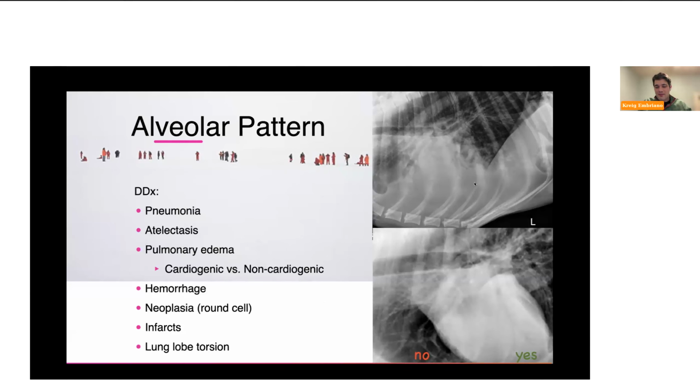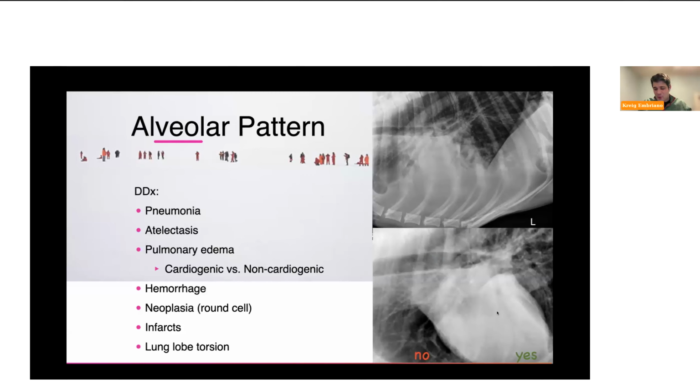And so up here we have a dog with a pretty severe alveolar pattern that's cranioventral and ventral. You can see a nice air bronchogram here, more air bronchograms here, and more here. As you get a little bit more dorsally, it starts to become more patchy and kind of granular, unstructured interstitial as you move in the dorsal direction. That's typical of pneumonia. And so this dog has pneumonia in this case.